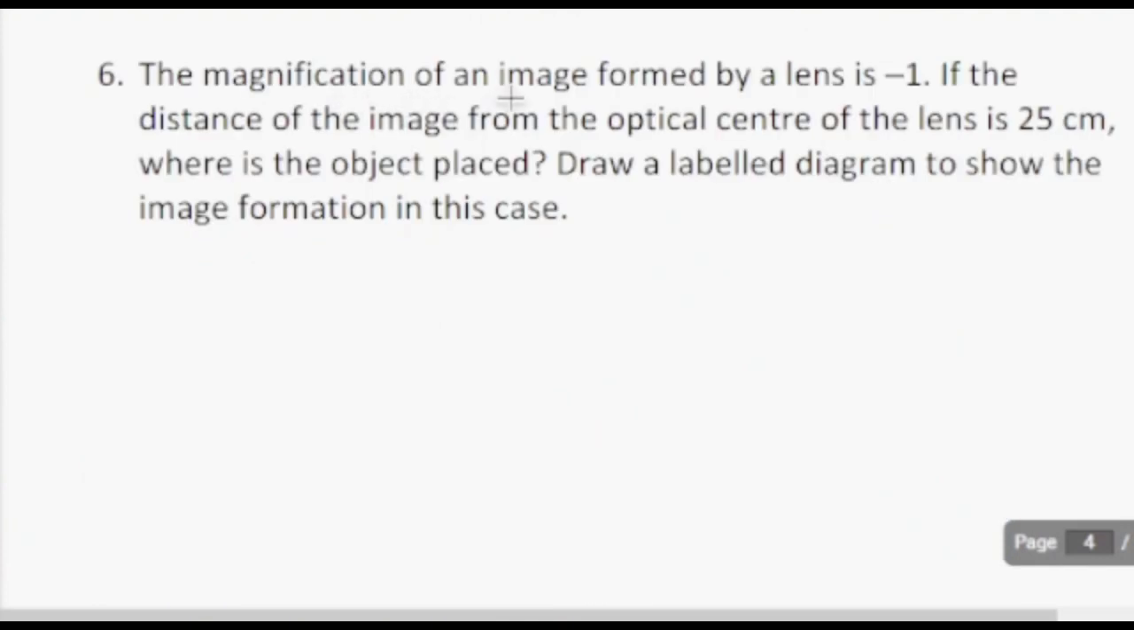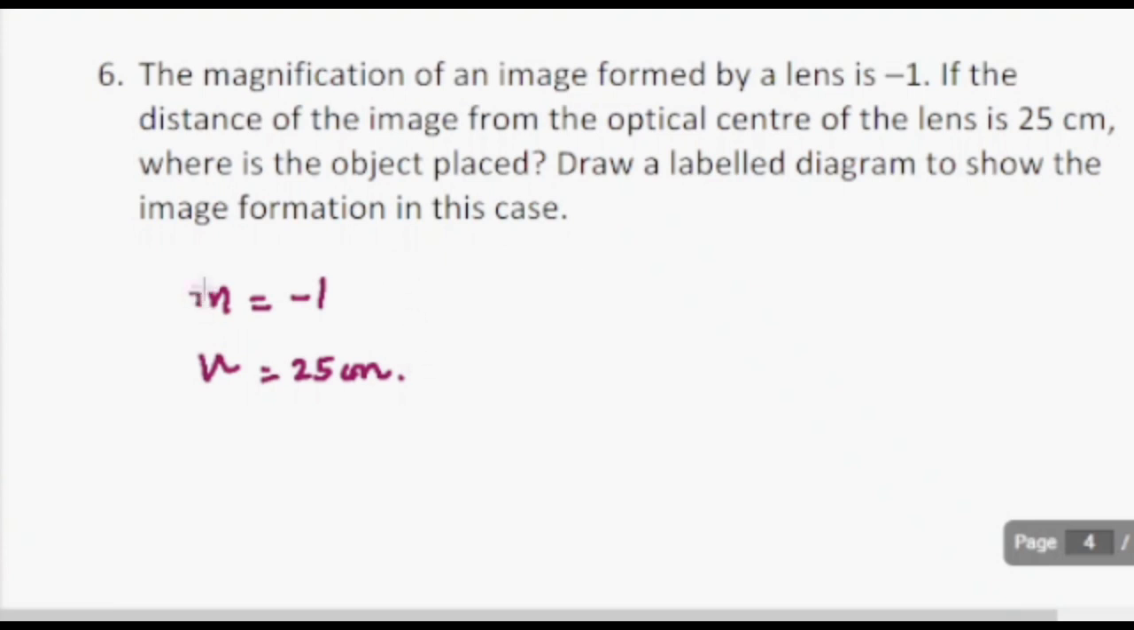The magnification of an image formed by a lens is m is equal to -1. I'll come to the explanation after reading the question. If the distance of the image from the optical center of the lens is 25 centimeter, where is the object placed? Draw a labeled diagram to show the image formation in this case.